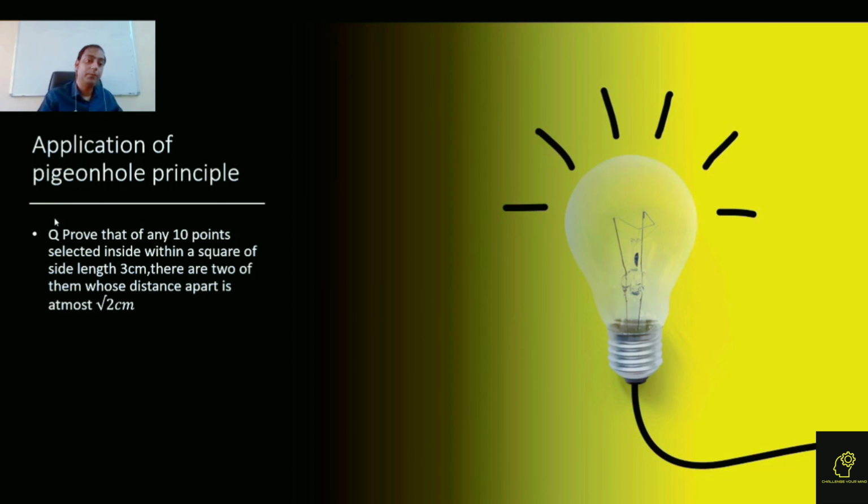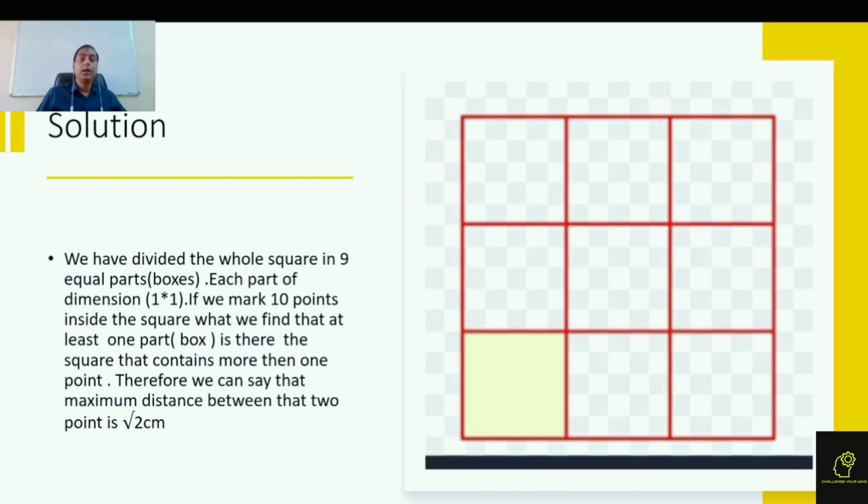Application of the pigeonhole principle. Prove that among any 10 points selected within a square of side length 3 cm, there are 2 of them whose distance apart is at most root 2 centimeters. We are going to apply the pigeonhole concept to solve this question. How many points do we have to mark inside a square? We have to mark a total of 10 points.